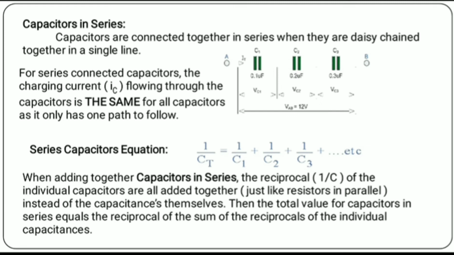And here we can see the series capacitor equation, which is 1 by CT is equal to 1 by C1 plus 1 by C2 plus 1 by C3. When adding together capacitors in series, the reciprocals of the individual capacitors are all added together instead of the capacitances themselves. Then the total value of capacitors in series is equal to the reciprocal of the sum of the reciprocals of the individual capacitances. And the figure represents the capacitors connected in series.